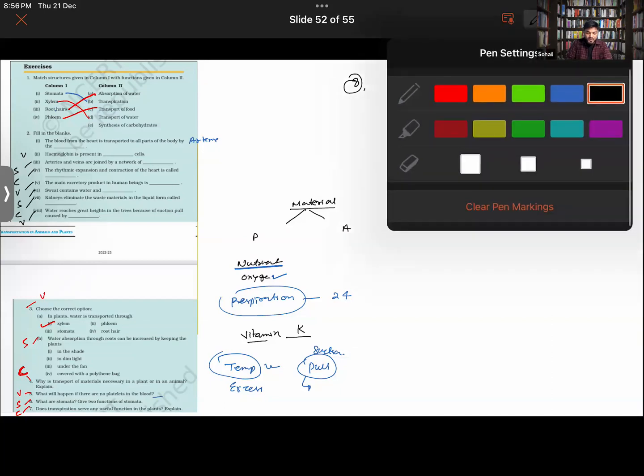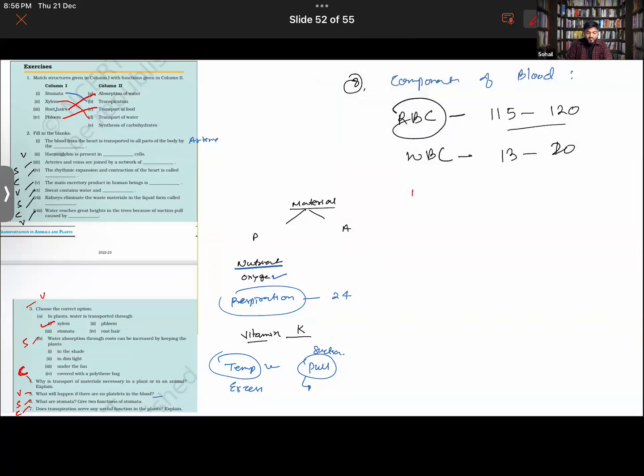Okay. Who will tell me what is the normal count of platelets in the human body? What is the normal range of platelets in the human body? Sir, 150,000 to 400,000 platelets per microliter of blood. Per microdeciliter? Okay. So 1.5 lakh to 4.5 lakh platelets per microdeciliter of blood.